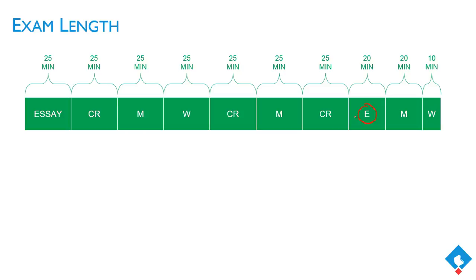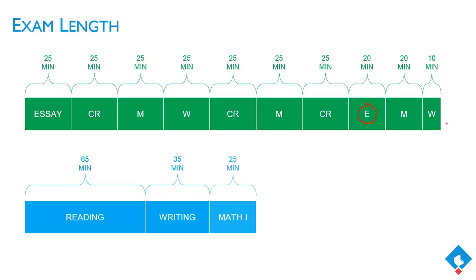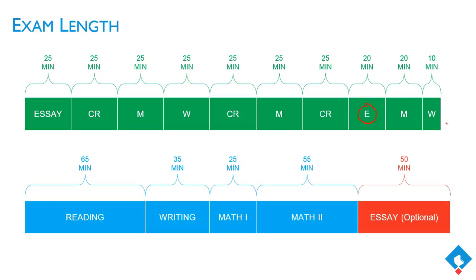But this is the current structure of the test, or the current length of the test, and it comes out to altogether 3 hours and 45 minutes. If you look at all of these added up together, it's about 3 hours and 45 minutes that it comes out to. All right, the new version of the SAT, the new SAT, is only going to have 4 mandatory sections, which are shown here in blue.